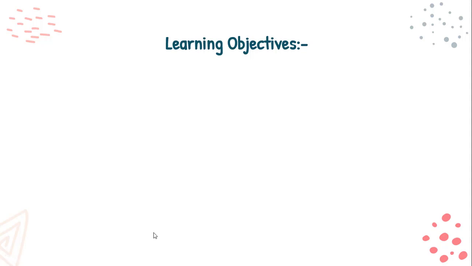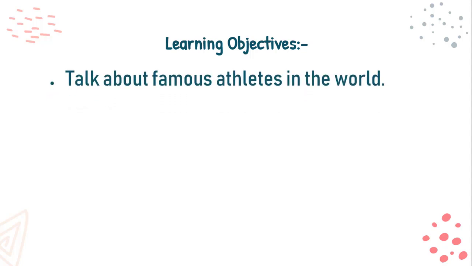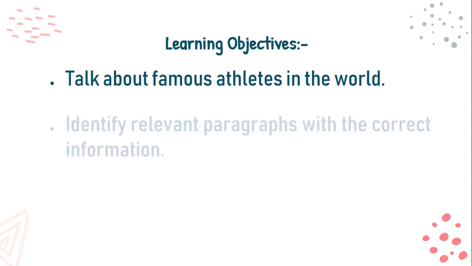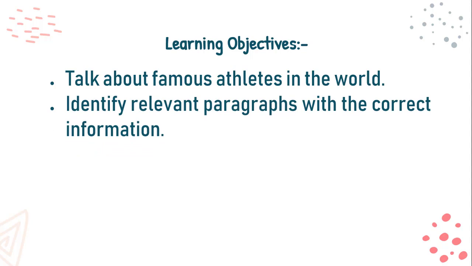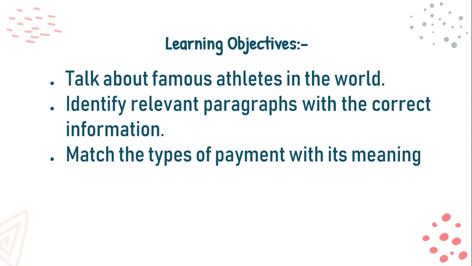So firstly, what are our learning objectives for today's lesson? Number 1, we are going to talk about famous athletes in the world. Number 2, we are going to identify relevant paragraph with the correct information. And finally, we are going to match the types of payment with its meaning. Okay, now let's see what we have next.